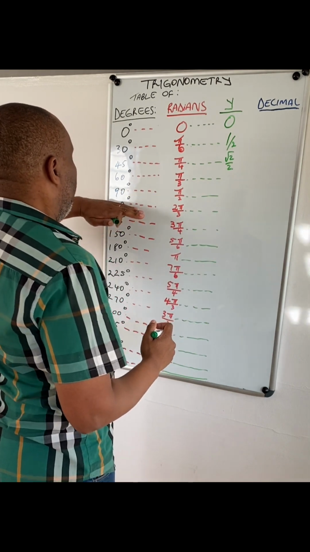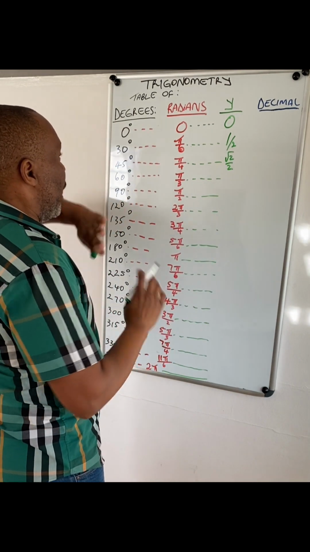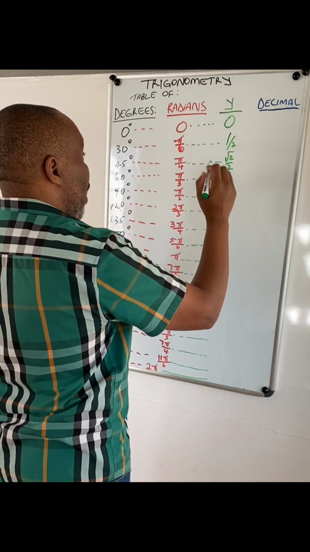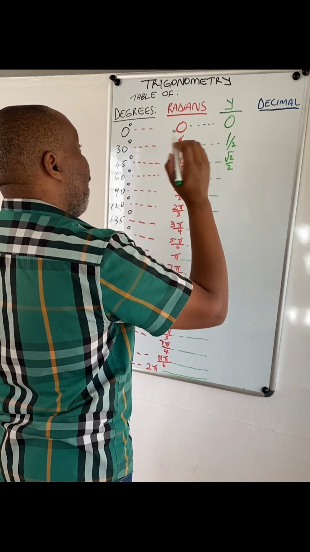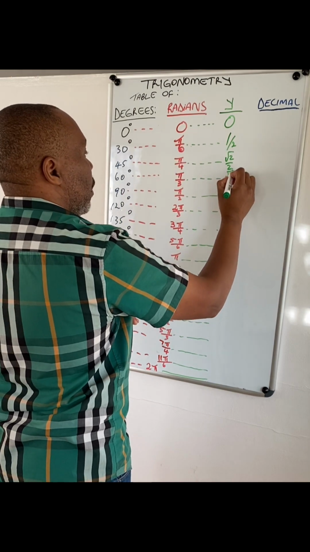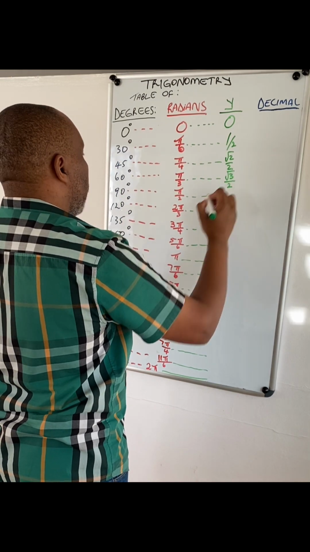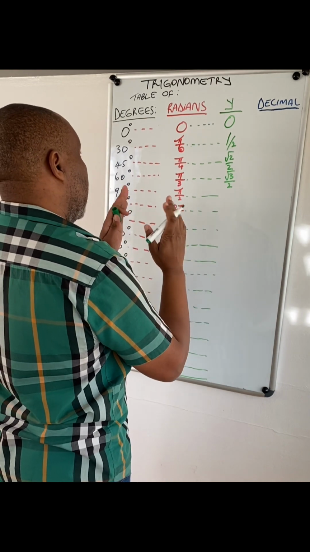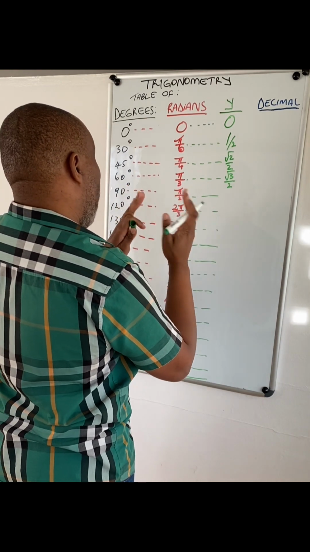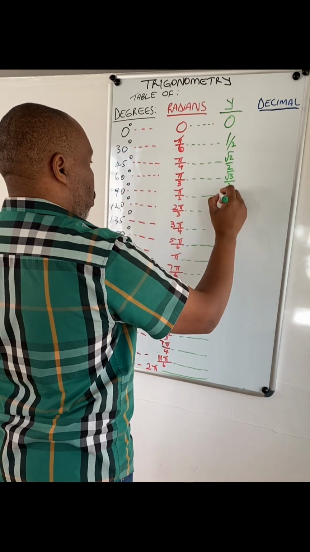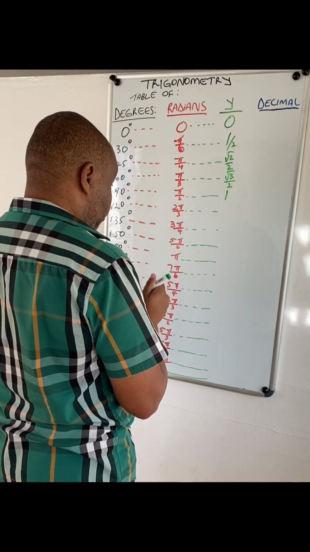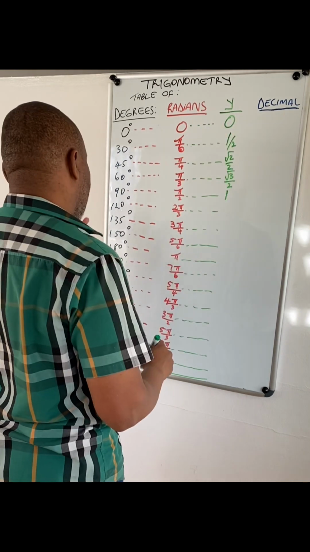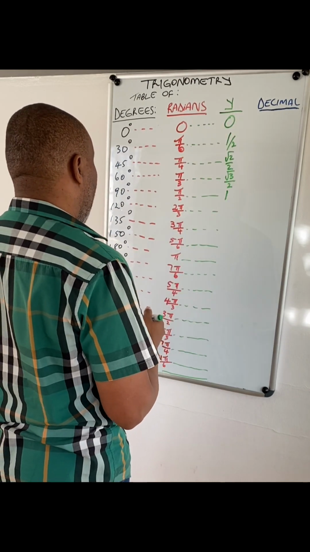Remember, from 90 to 0, they are all positive, so it's positive. At 60, the y value is root 3 over 2. At 90 degrees our y value was 1, because y is 1 and x is 0, so we have 1 here. From here it goes back in reverse, just trying to let you know how it works.